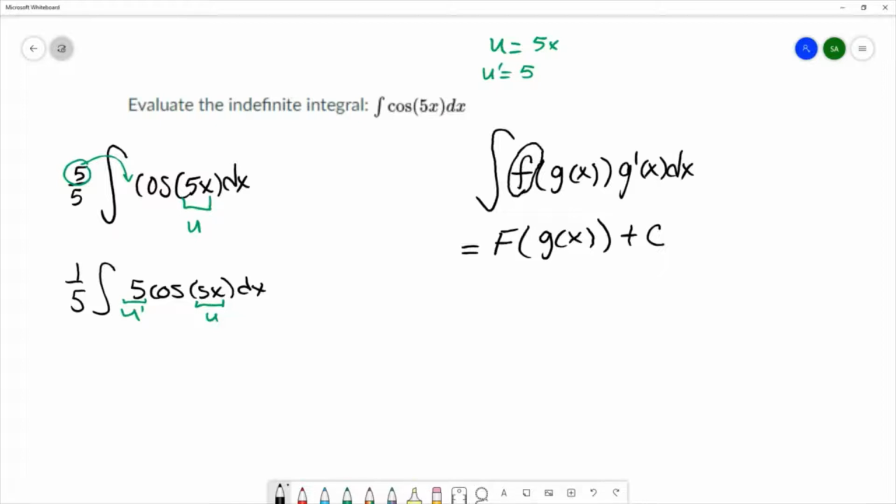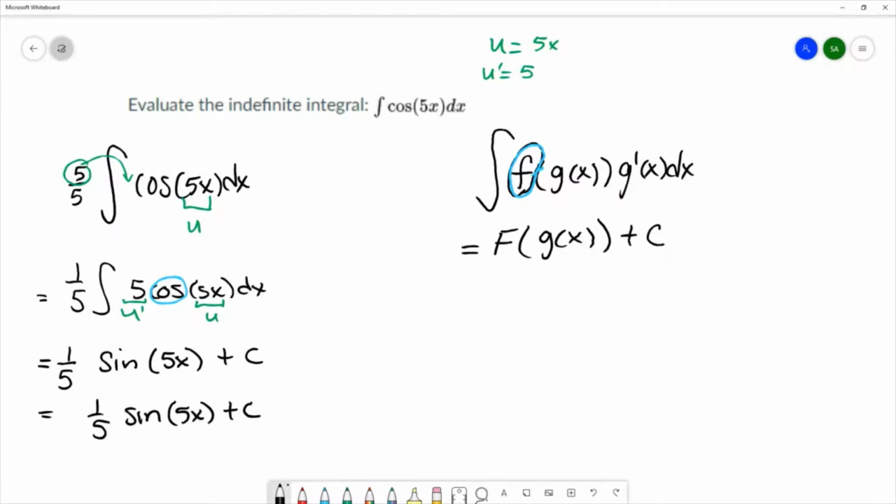So in our example, our outside function, lowercase f, is the cosine. So we need to find the antiderivative of cosine. We're going to carry down that 1/5, that constant. The antiderivative of cosine is sine. We're going to leave that inside function alone and add our constant. So we have 1/5 sine of 5x plus c as our antiderivative.